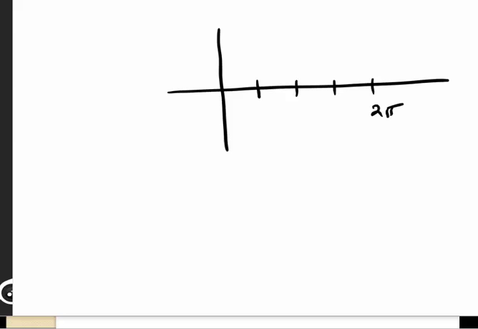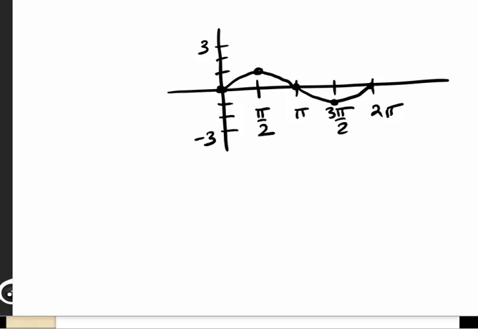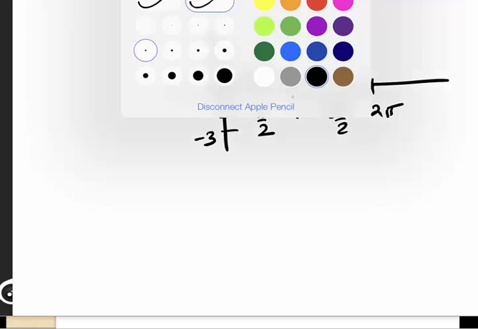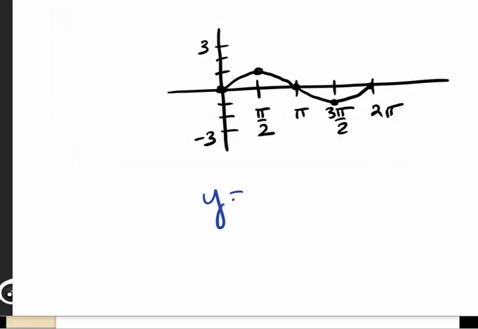So again, let's start with the basic graph. We're going to do a vertical stretch, so let's go ahead and label the y-axis appropriately here from -3 to 3. So the original sine graph goes 0, 1, 0, -1, 0: a hump going up, then a hump going down. And then if we graph y equals 3 sine of x, that's simply a vertical stretch by 3.